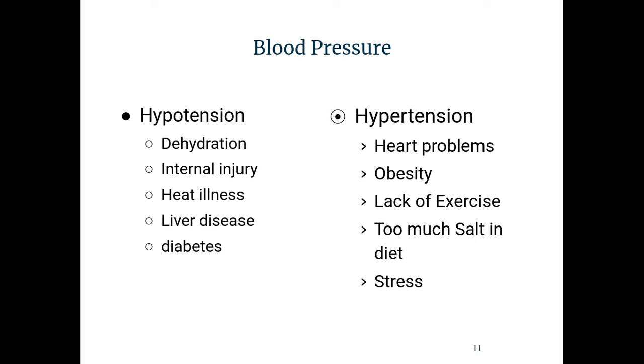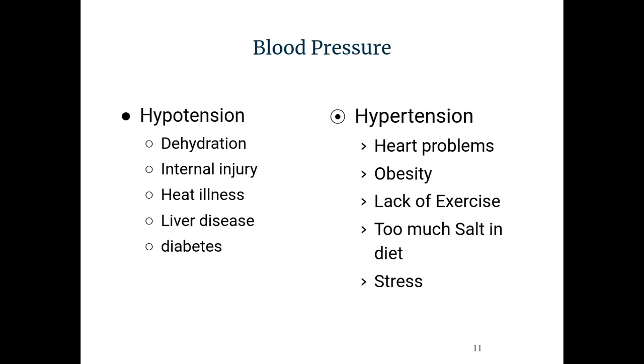And then the last thing I want to talk about is just several reasons why someone might actually have hypotension versus hypertension. So people who are dehydrated, they may have an internal injury, like what I was talking about with maybe a hemorrhage, severe bleeding. If they're suffering from heat illness, so heat stroke, heat exhaustion, if they have a type of liver disease, maybe liver cancer, sclerosis of the liver, your liver helps to maintain fluid balance in your body. So it's going to affect your blood flow as well. And then sometimes people who are diabetic can also have hypotension, so low blood pressure.